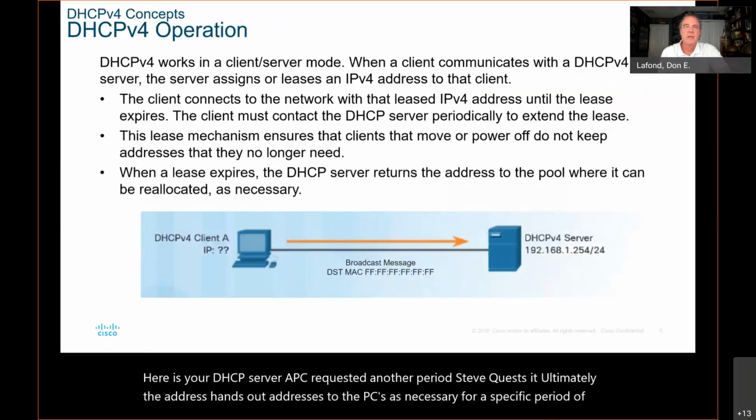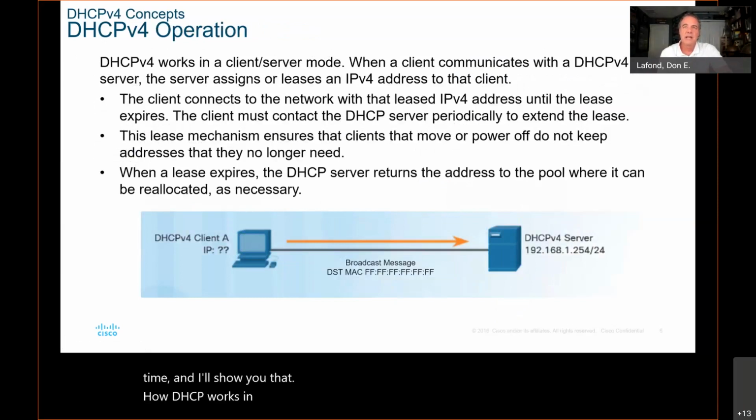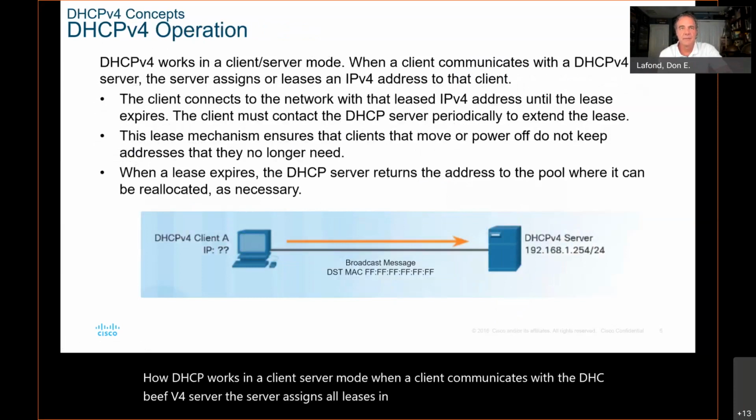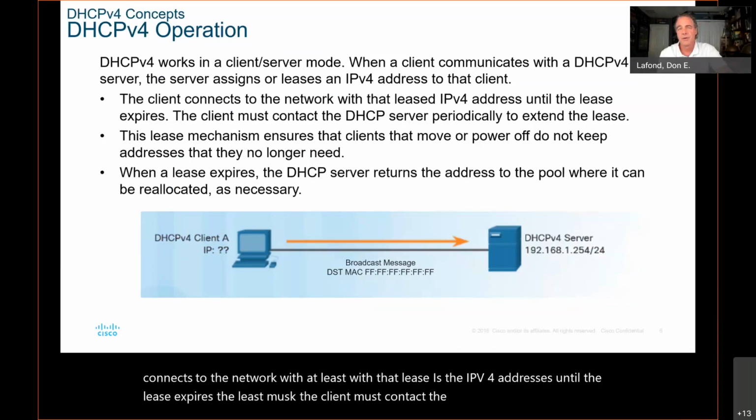Ultimately, the server hands out addresses to the PCs as necessary for a specific period of time, and I'll show you that. Now, DHCP works in a client-server mode. When a client communicates with a DHCPv4 server, the server assigns or leases an IPv4 address to the client. The client connects to the network with that leased IPv4 address until the lease expires. The client must contact the DHCP server periodically to extend the lease.